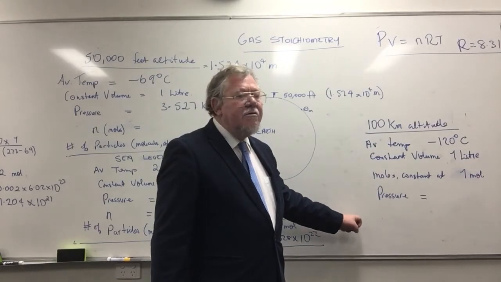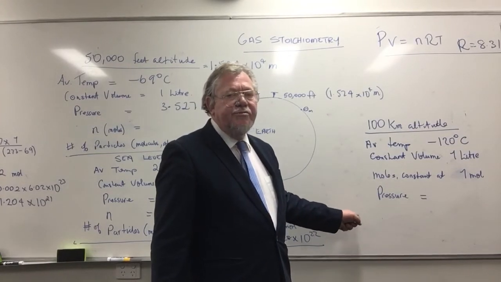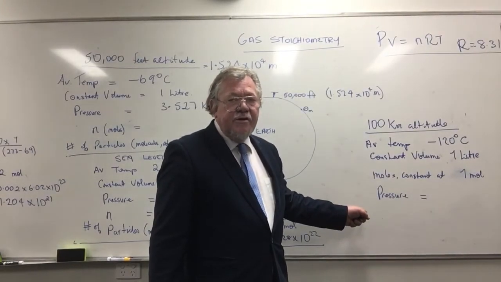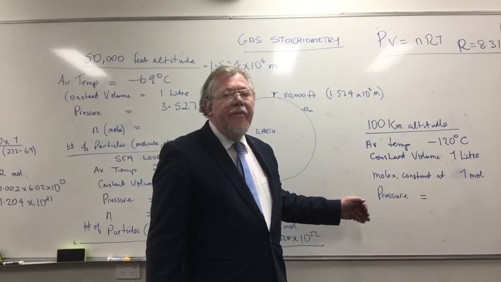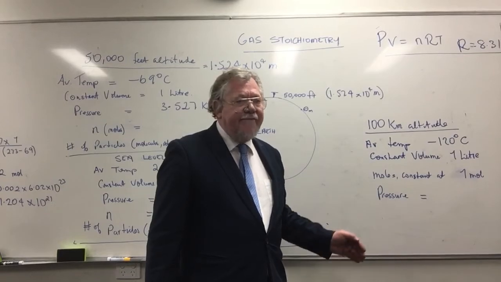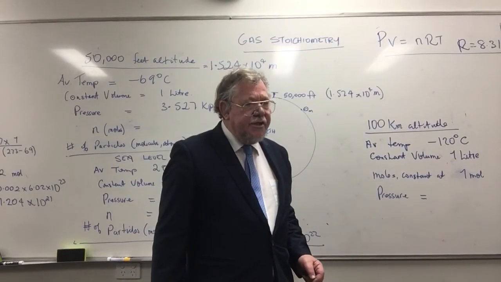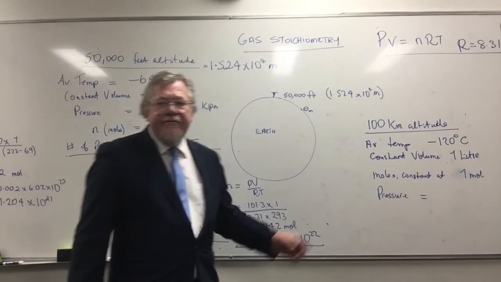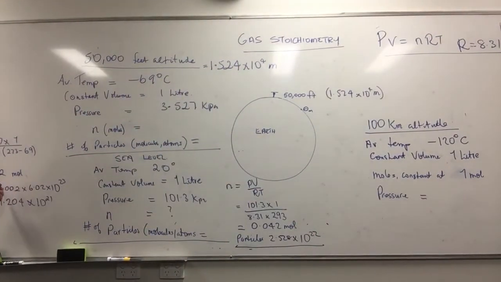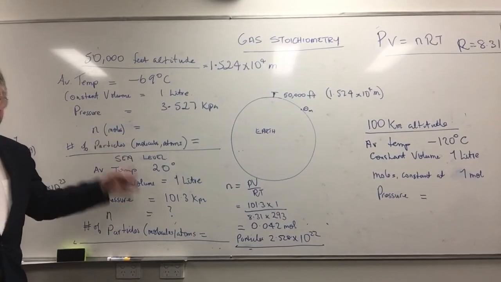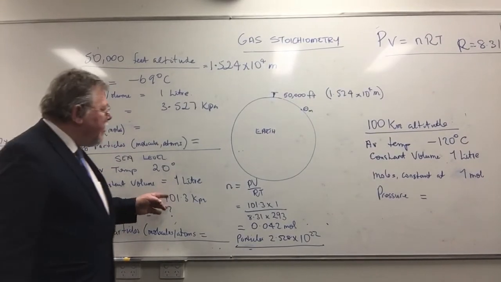Okay, so now the other thing I want you to do is plot a graph for every 1,000 meters, the number of moles. So I've given you the example of 50,000 feet or 15,000 meters. So you've got 15,000 meters and you've got sea level.